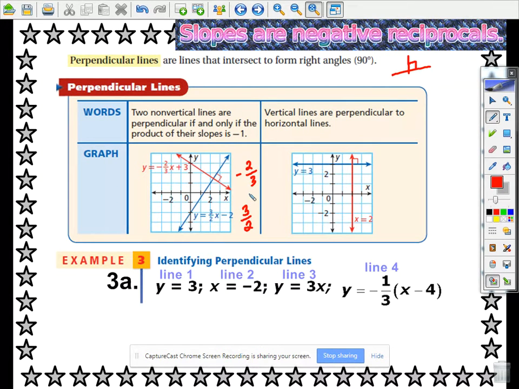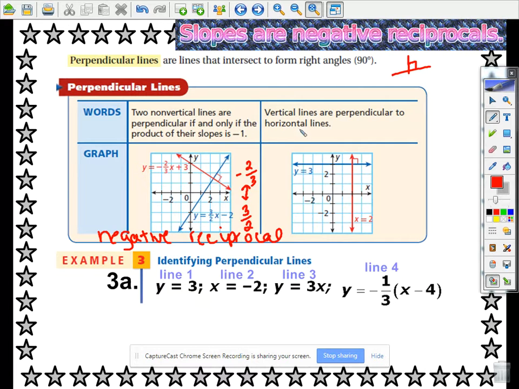And hopefully you can see that there are some similarities here. This is 2/3 and this is 3/2. So this one is a reciprocal of the other one. And this one is negative and this one is positive. So what we say is that these are negative reciprocals. And basically a negative reciprocal means that the slopes have to have different signs and they have to be reciprocals of each other.